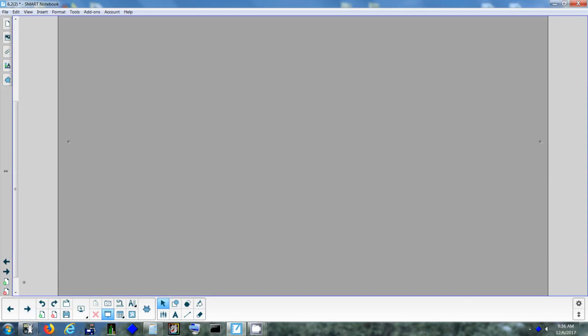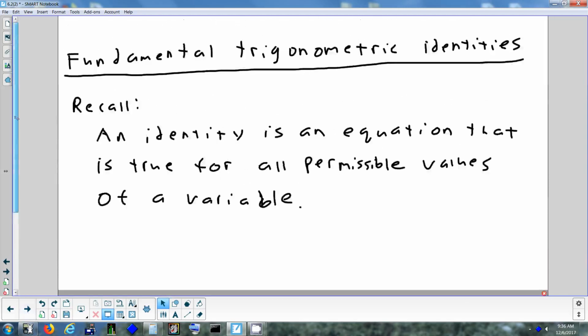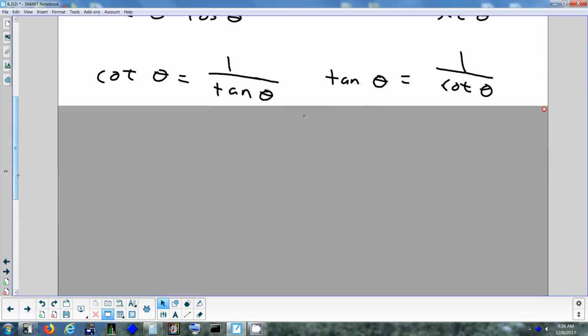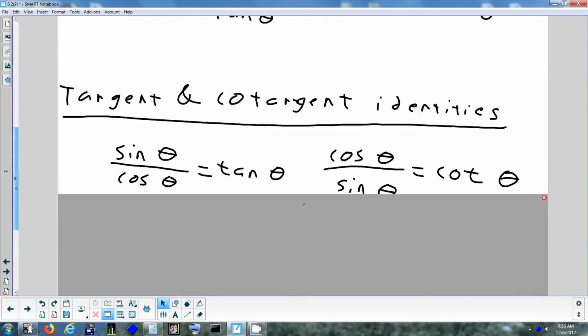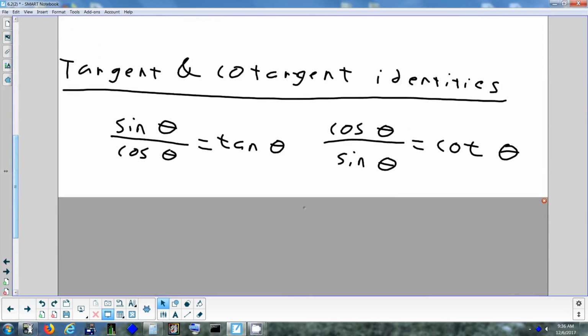Okay, you know what? Actually, let me give you all the identities now, and then we'll go back. So you have the reciprocal. Here's the tangent and the cotangent. We already talked about this one.